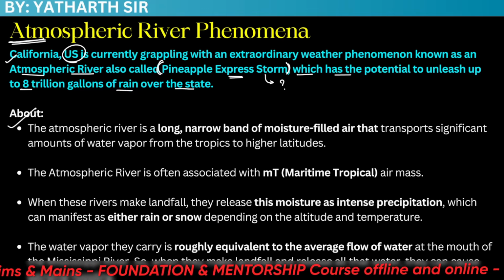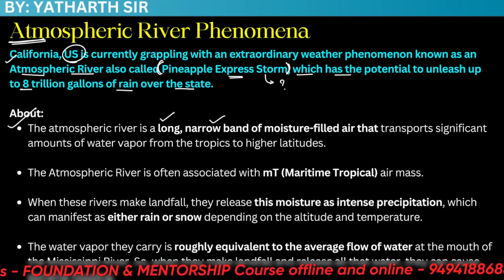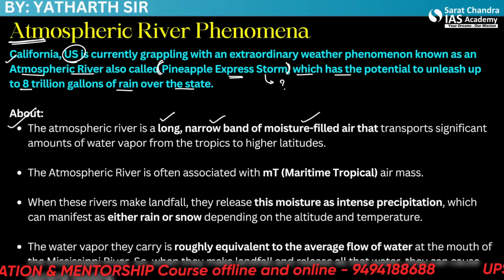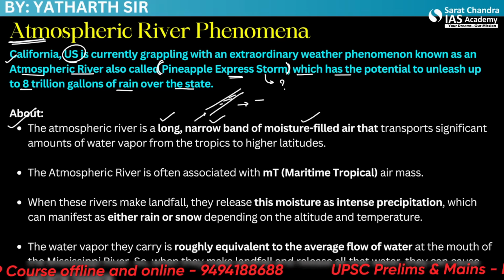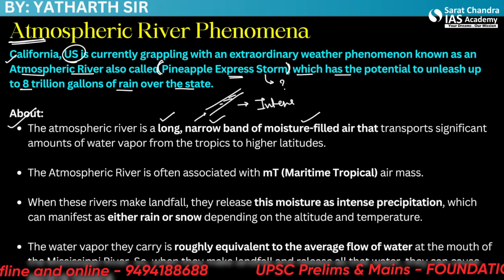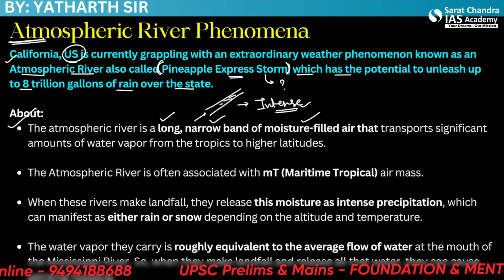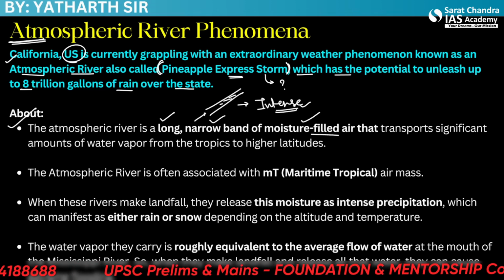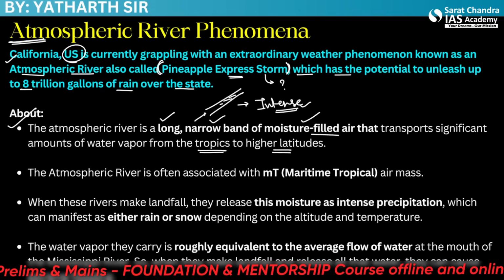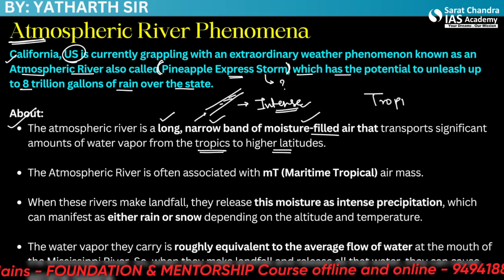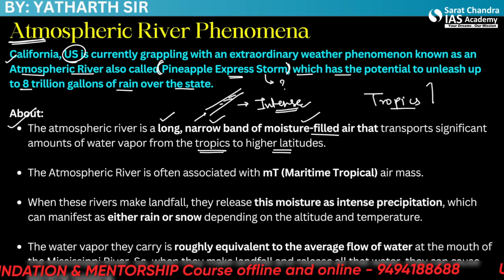Now let's talk about this. It's a long, narrow band of moisture-filled air. As it is narrow, it means that it is also more intense. Moisture-filled air that transports a significant amount of water vapor from the tropics to higher latitudes. So please also remember the direction, tropics to higher latitudes.